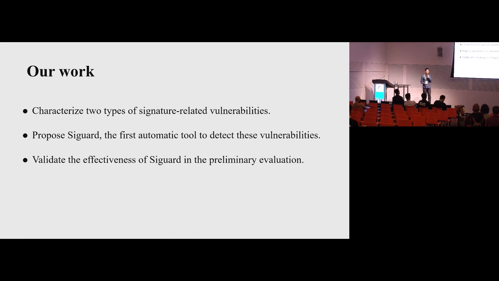Theoretically, we characterize two types of signature-related vulnerabilities in smart contracts. We also propose Safeguard, the first automatic tool to detect these vulnerabilities. We also conducted a preliminary experiment to validate the effectiveness of Safeguard. It successfully finds 52 signature-related vulnerabilities out of 1,000 smart contracts.